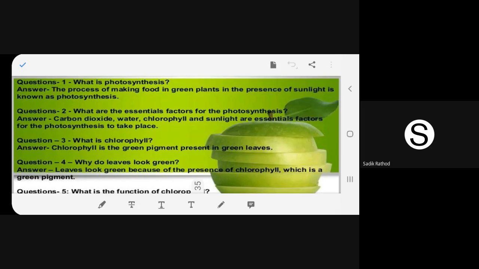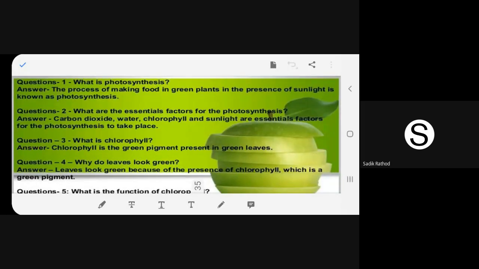Read. Answer. The process of making food in green plants in the presence of sunlight is known as photosynthesis. What is your name? Ma'am, my name is Ilma. Ilma, you have to improve. If you are heading a class, you have to improve a lot in reading, please. Okay? So you have to read like this.